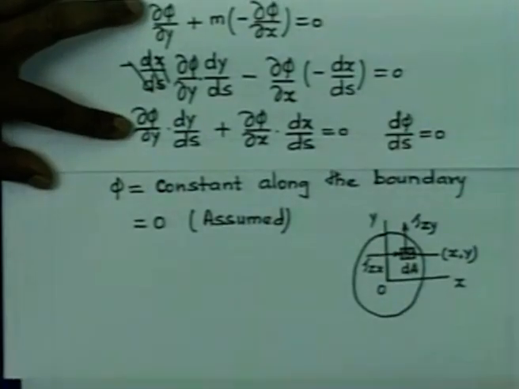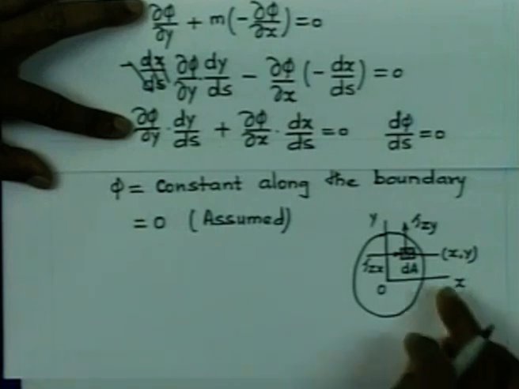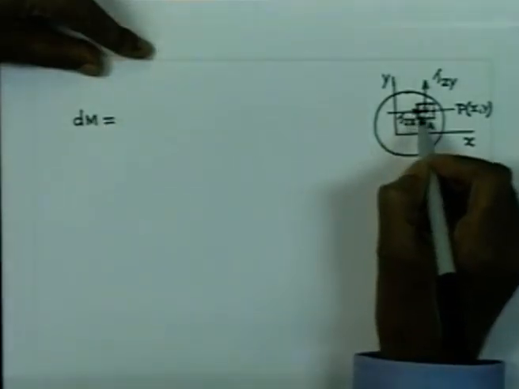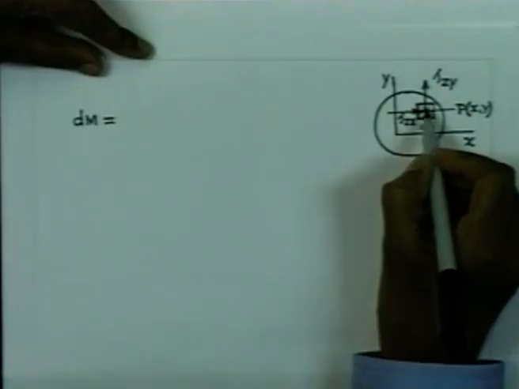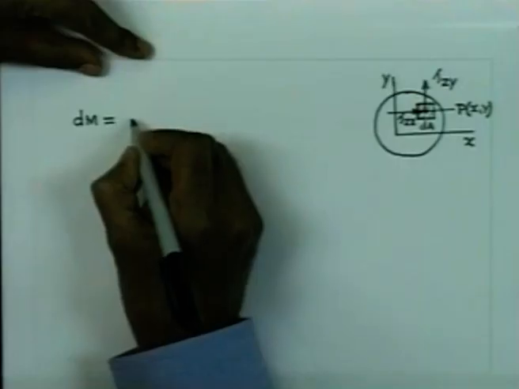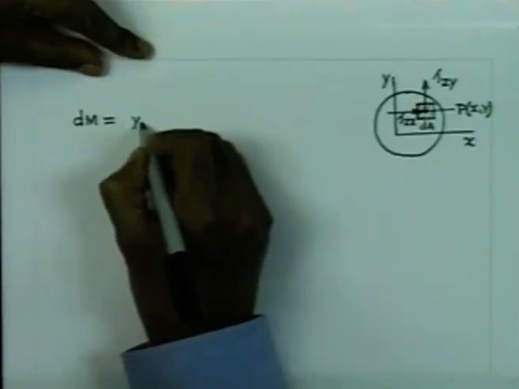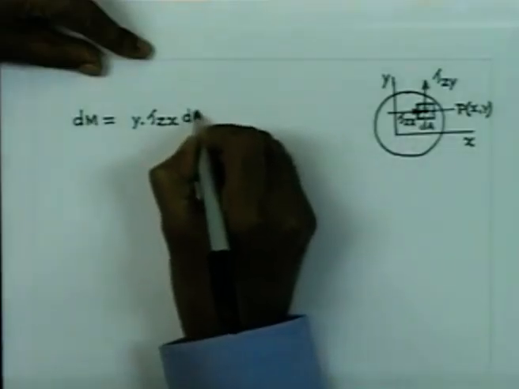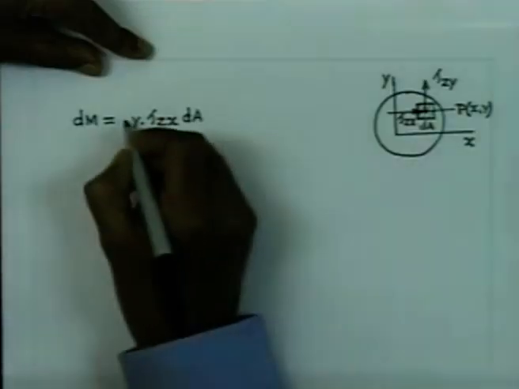Now, if we try to calculate the moment of the forces arising out of the stresses at this point about the origin, dm is equal to tau zx into dA multiplied by the distance y. So, this is going to give us y tau zx into dA, that is the moment, and this moment is going to be clockwise. So, we write it negative.